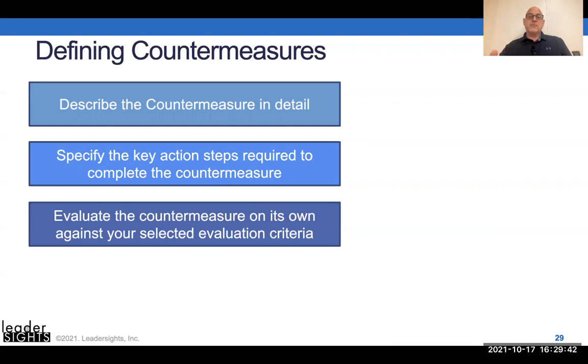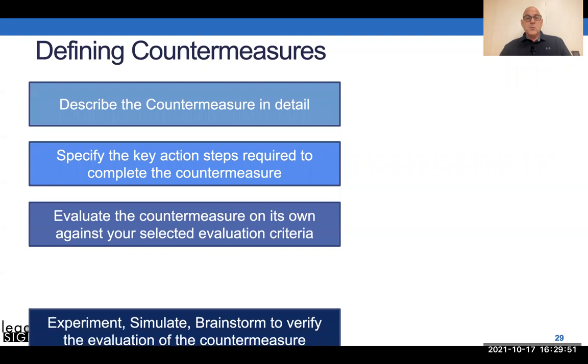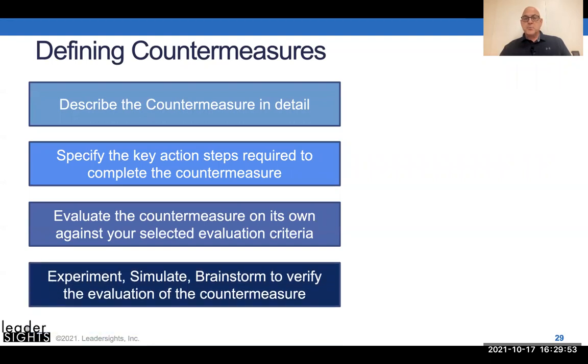Once you've done that, we've got to evaluate the countermeasure on its own against the selected evaluation criteria that we've already defined and put weights on. Then, through experiments, simulations, brainstorming, we want to verify the evaluation of each of those countermeasures. So that's the way we're going to actually test to see whether a countermeasure is effective. Without just doing a brainstorm if we can, we want to run a real experiment in the workplace on the problem and see if it works.